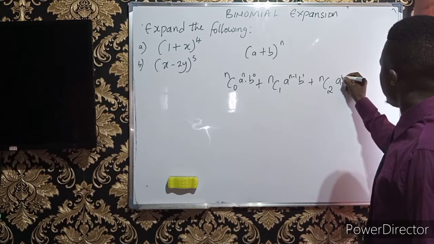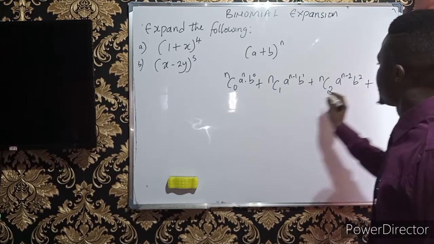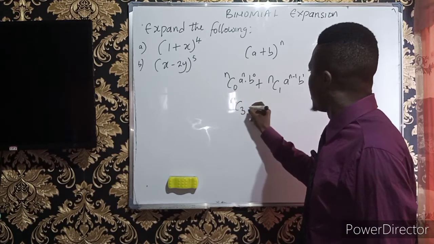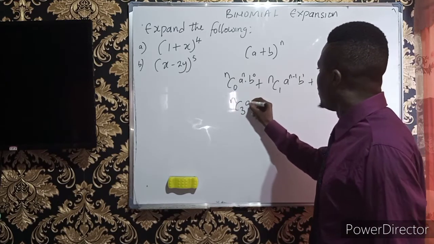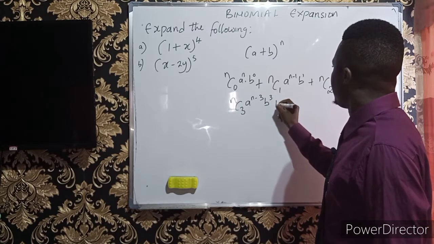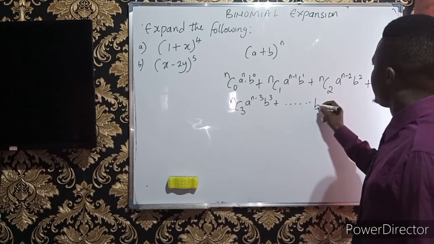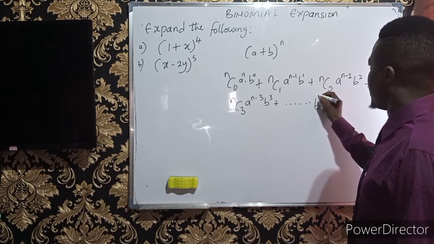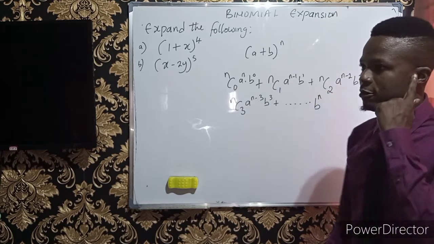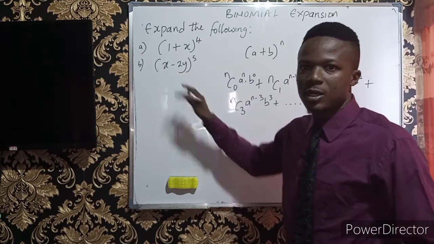Here we have a power of n minus 2, b with a power of 2, plus n combination 3. Here we have a power of n minus 3, b with a power of 3, plus to whatever power you are going to. Then finally you have b to the power of n, and so on and so forth. So this is the trick you have to employ if you want to take an expansion like this.